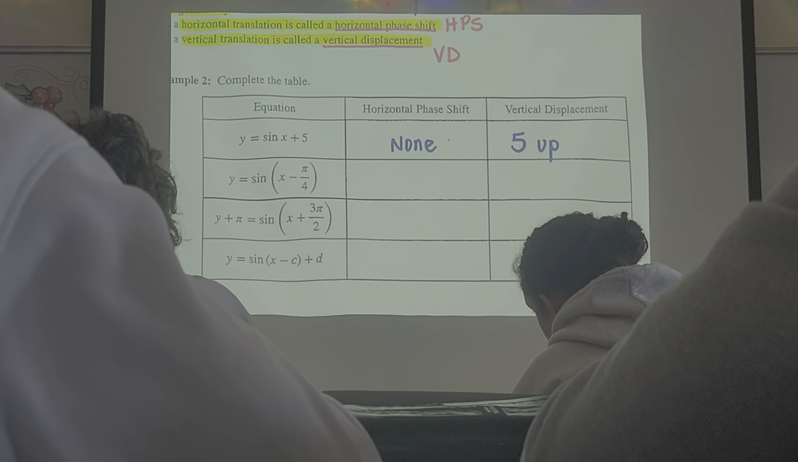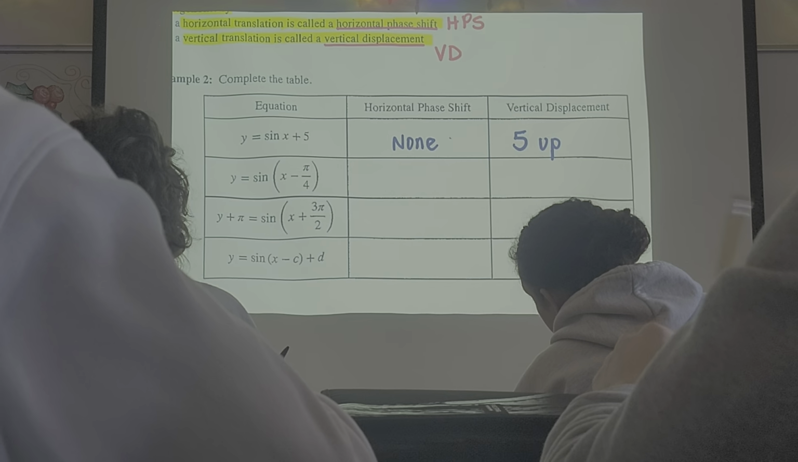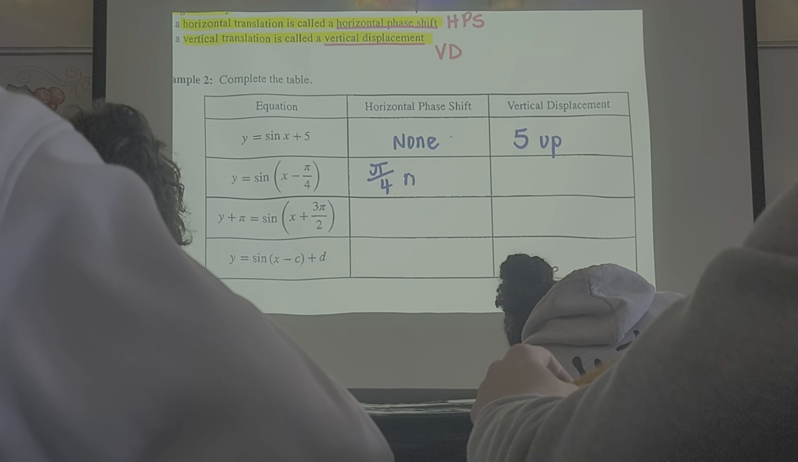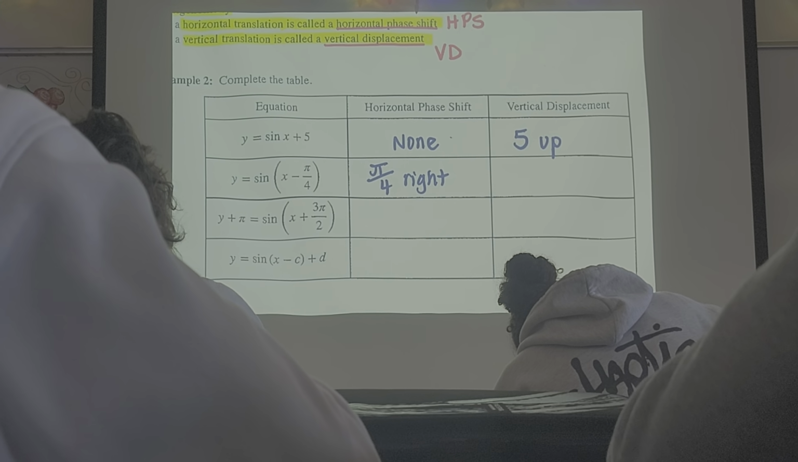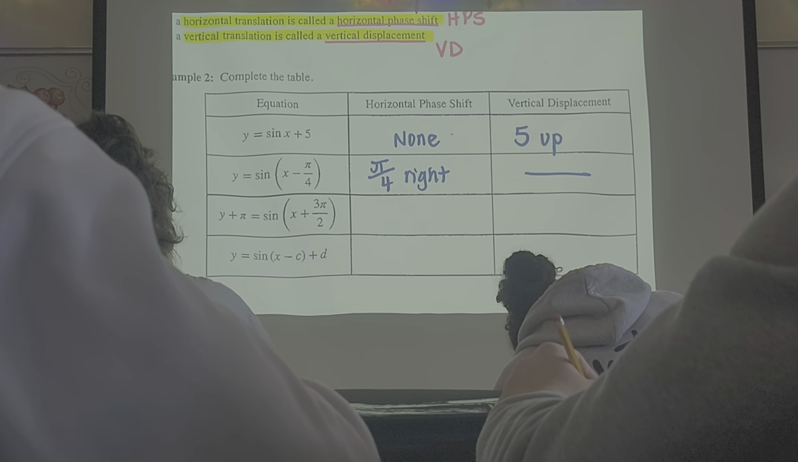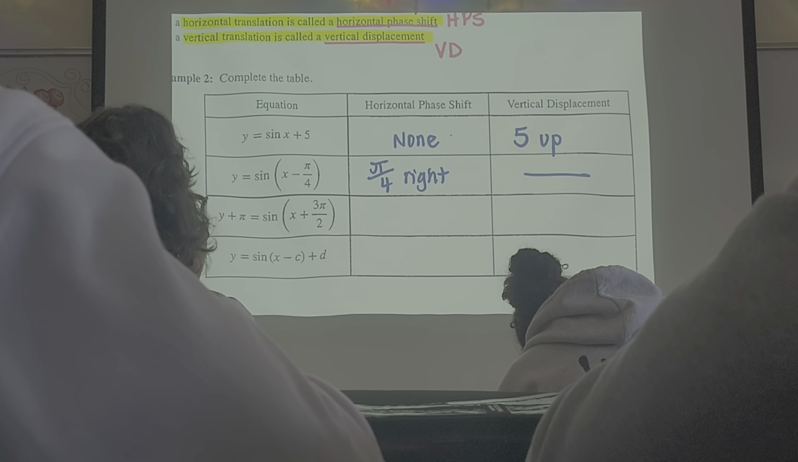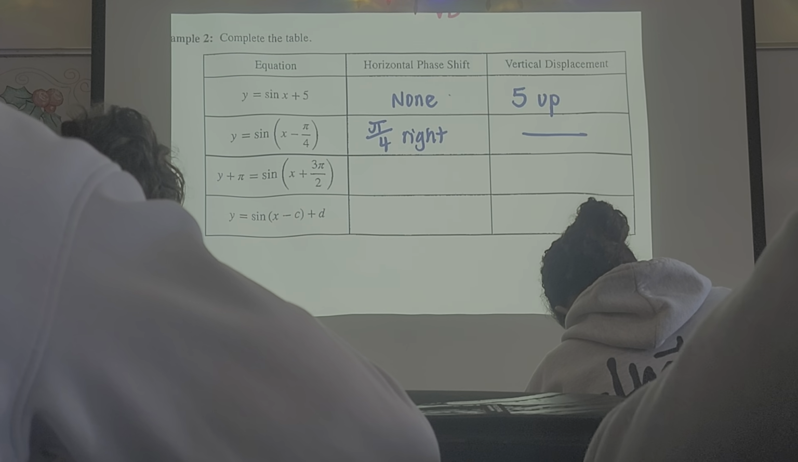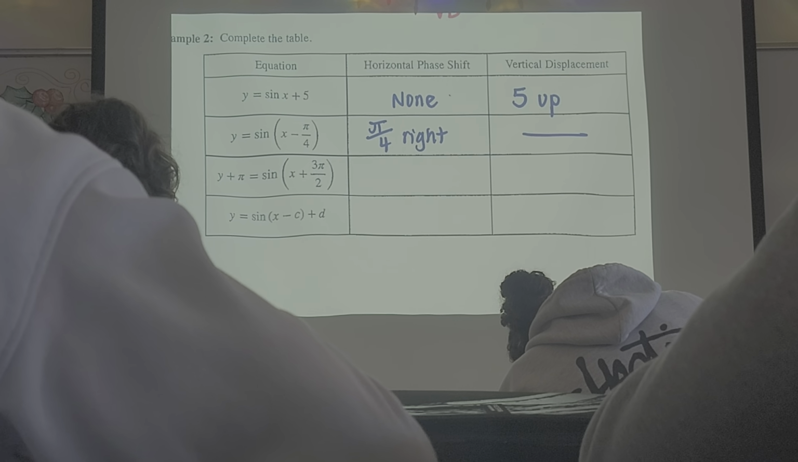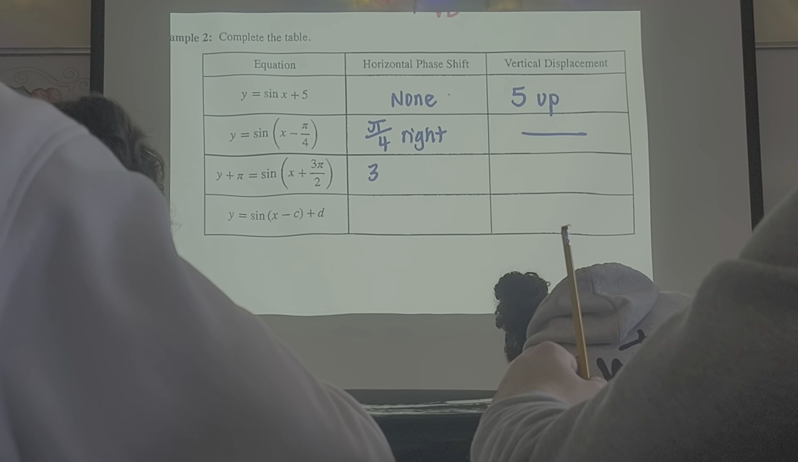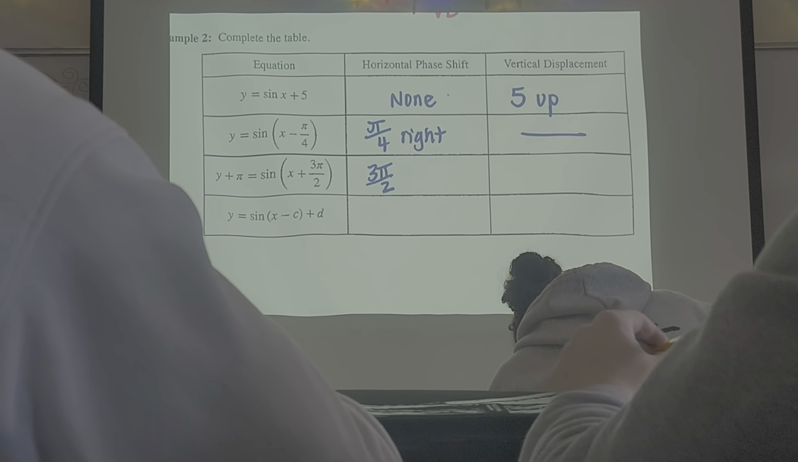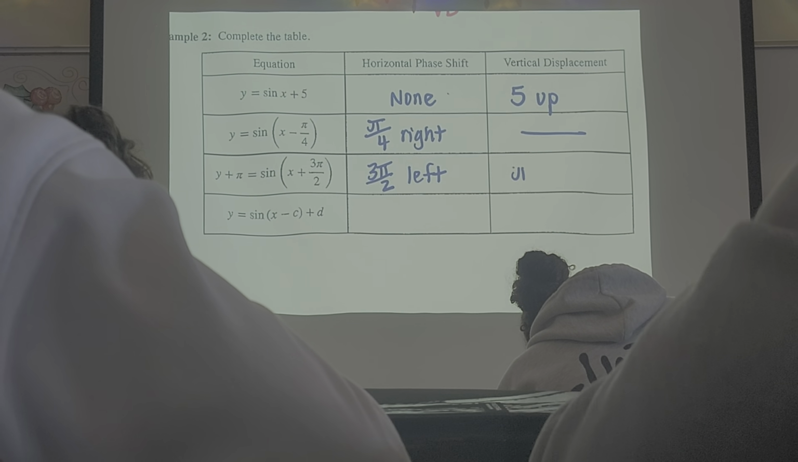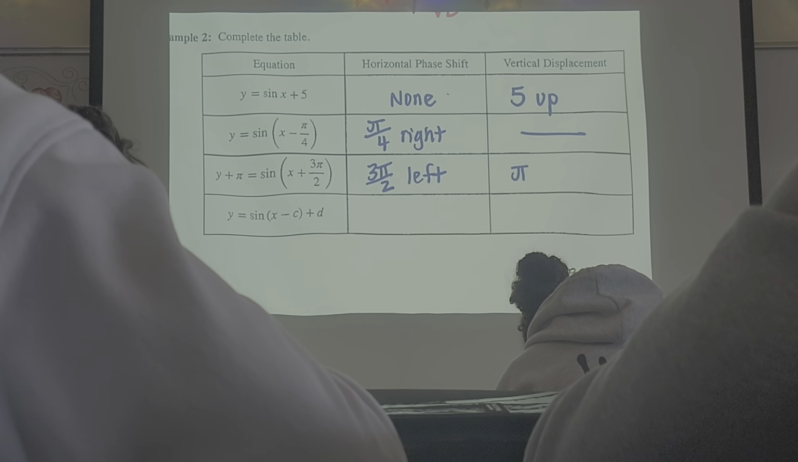How about x minus pi over 4? Phase shift, pi over 4 to the right. Displacement, none. Let's just put a line, none. y plus pi equals sine x plus 3 pi over 2. So phase shift, 3 pi over 2 to the left. And displacement will be pi, which way? Down.